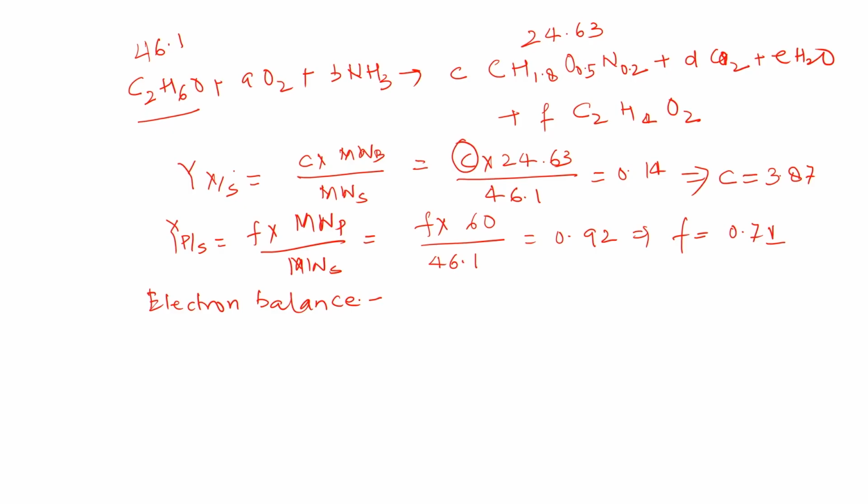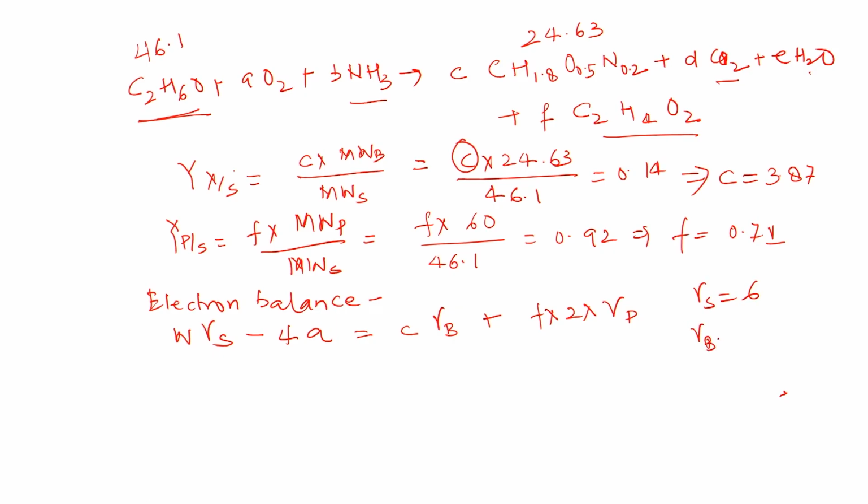When I am going for electron balance, this will be 2 gamma S minus 4A, with the degree of reduction for the nitrogen source being 0, equals C into gamma B, this is 0, this is 0, plus F into 2 into gamma P. If I calculate the degree of reduction for gamma S, gamma B and gamma P, then for gamma S this will be 4 into 2, 8, plus 6, 14, minus 2, 12, upon 2, which equals 6. So, gamma S is 6.